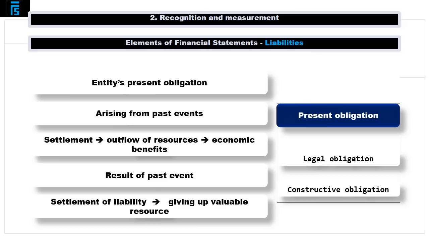The second category comprises constructive obligations, which are the result of past behavior, established practice, or business custom, such as a company's policy to replace faulty products even after the explicit warranty period has ended. In such a case, the company is no longer legally obliged to rectify faults discovered by clients, but if this is an established practice followed over many years, a constructive obligation exists.